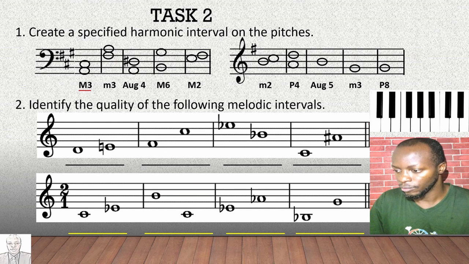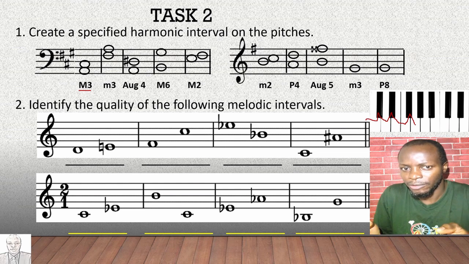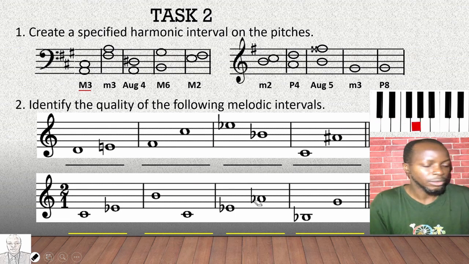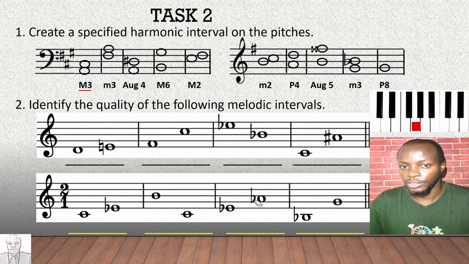So from B, we want to count 8 semitones. So 1, 2, 3, 4, 5, 6, 7, 8. But in this case, it's going to be F double sharp, because we're talking about a fifth. It's a kind of fifth, but the quality of the fifth is augmented fifth, right? Let's go to the next one. Okay, a minor third above G is just 3 semitones above it, and that's B flat, right? So from G to B flat is a minor third.